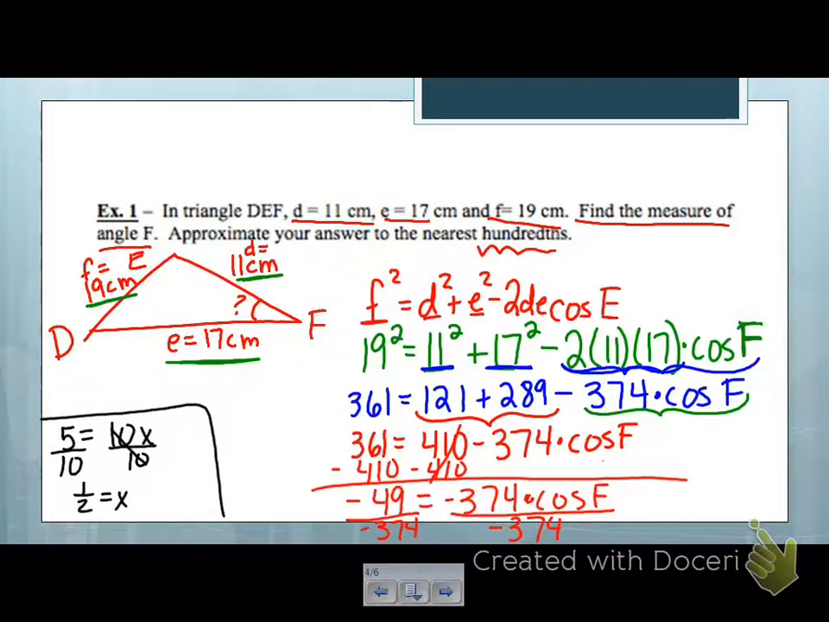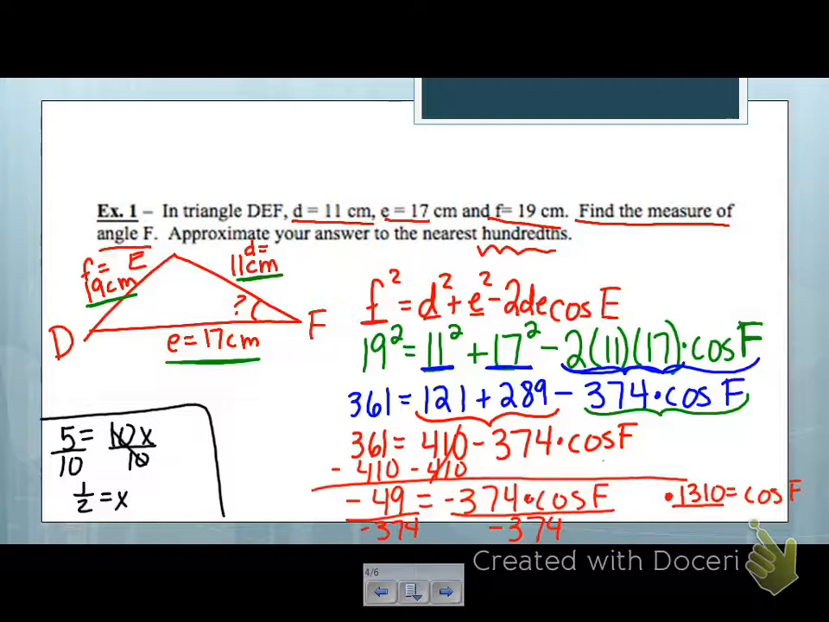Verify that you agree with me. So I'm going to bring my work over here. 0.1310 is equal to the cosine of angle f. Now that we've got that, and just as a quick reminder, by the way, make sure you go to 4 decimal places. That'll just help us to have better accuracy.